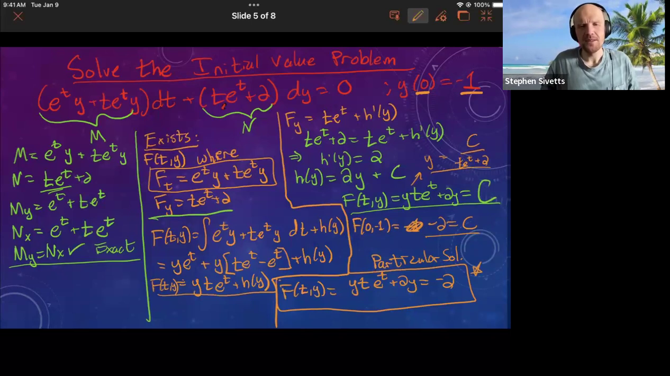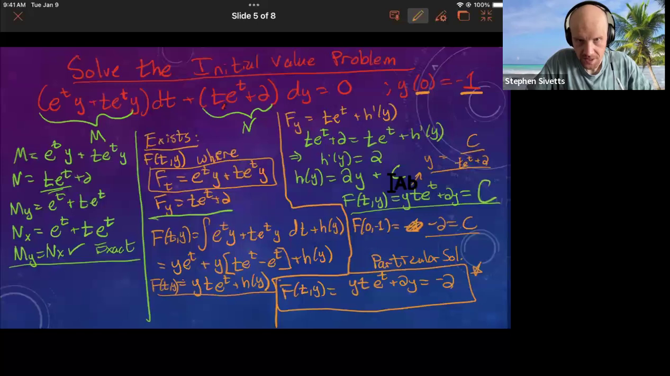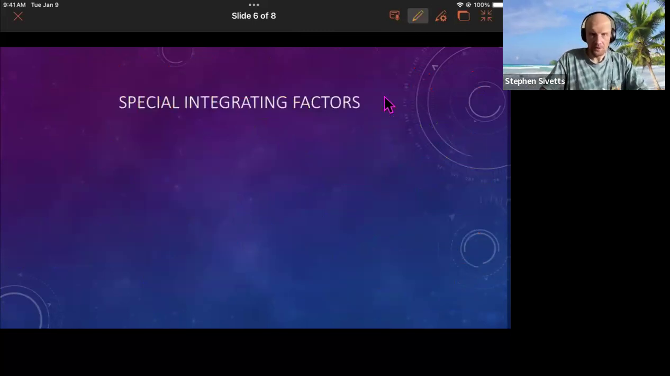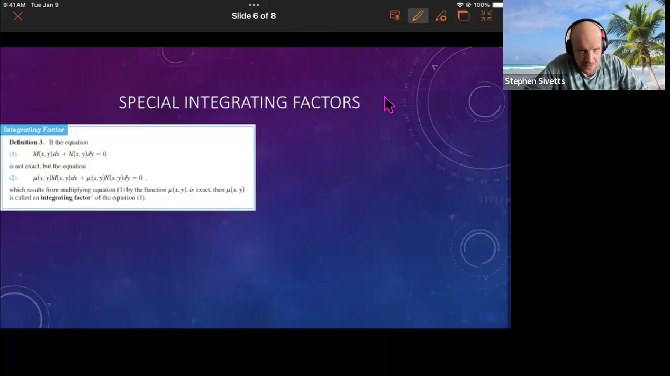So there are going to be problems where you'll deal with special integrating factors. But really, it's just using the same technique as solving exact differential equations. So you'll have what are called special integrating factors.